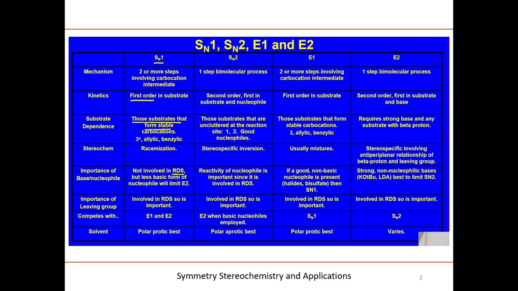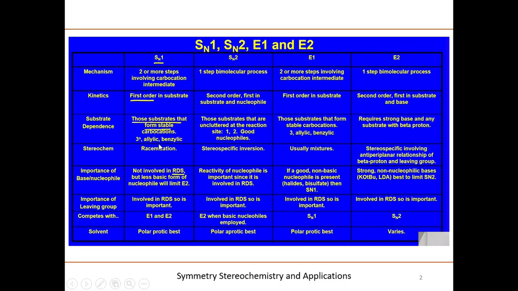Before starting the question answer session, I would like to give a brief introduction about today's topic, that is SN1, SN2, E1 and E2 elimination reactions. So what is SN1 reaction? SN1 reaction has two or more steps involving a carbocation intermediate, and it's a first order kinetic reaction. The substrate dependency is based on the stability of the carbocation. Tertiary carbocations are more stable and primary are least stable.